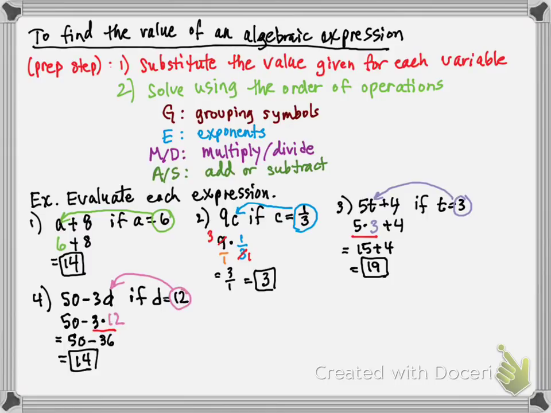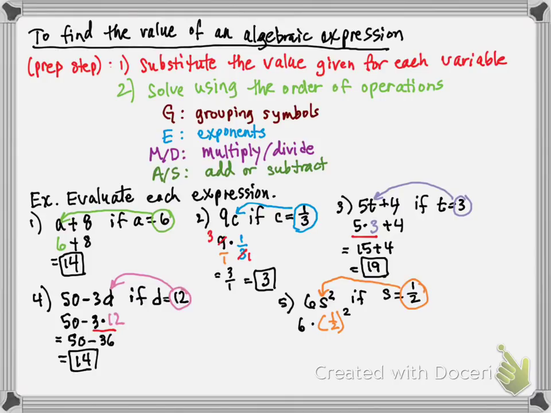Okay? And then last but not least, we've got 6s squared if s equals 1/2. So another fraction. So I'm going to take 1/2, and substitute it where I see s. Oh my goodness, this problem just got complicated. Do you see what we have to contend with? We've got 6 times, and then we're going to take 1/2, and we're going to square that answer.